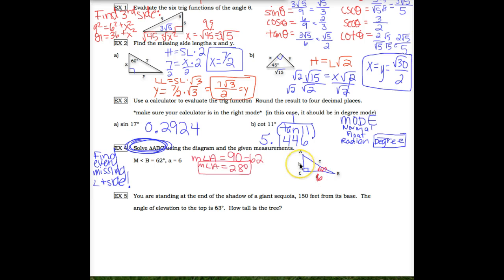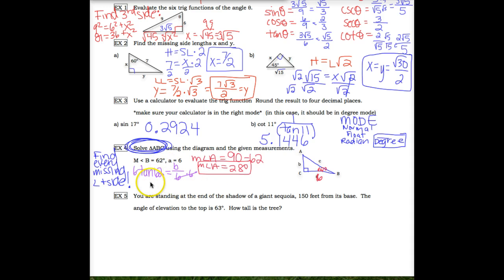So if I want to find B first, in relationship to the 62-degree angle, side B is the opposite side. The 6 is the adjacent side. So when I set up a ratio here, I am going to use the one that has opposite and adjacent, which would be tangent. So tangent of 62 equals opposite, which is B, over adjacent, which is 6. So to solve for B, I would multiply both sides by 6. Those would cancel, so B is going to equal 6 times the tangent of 62.